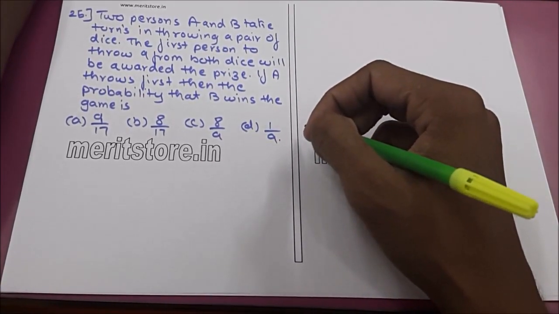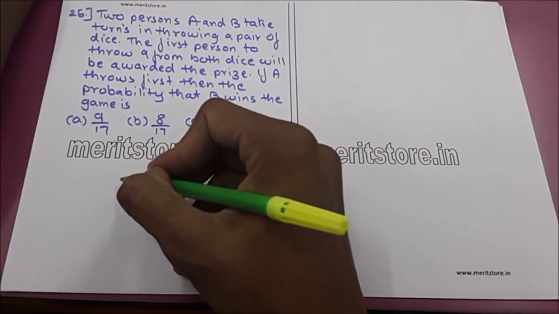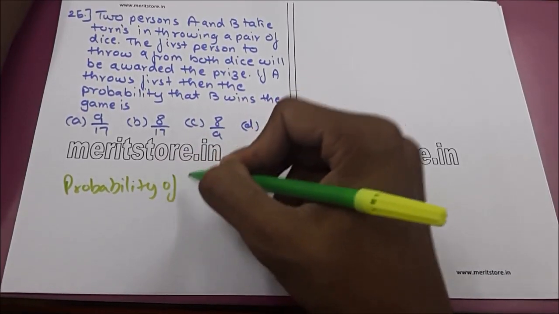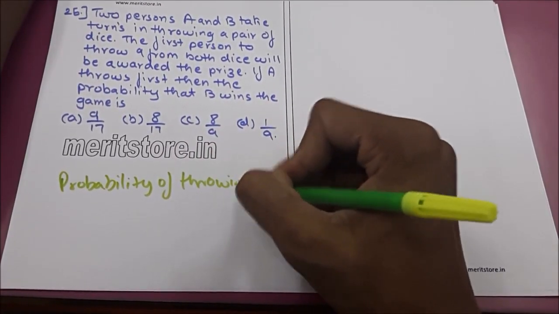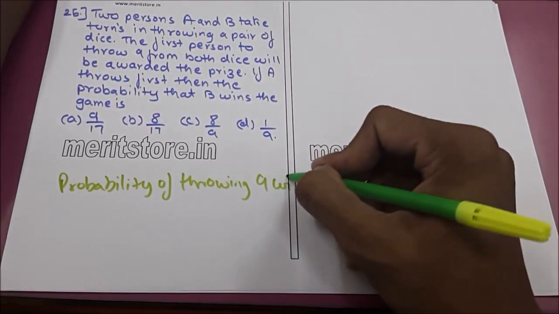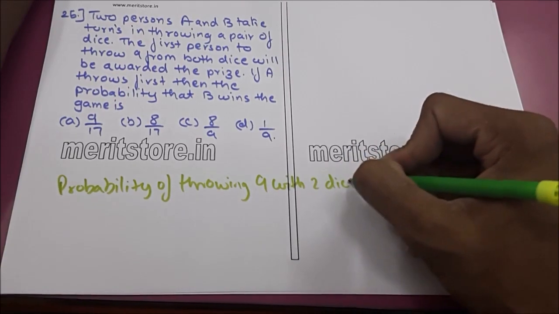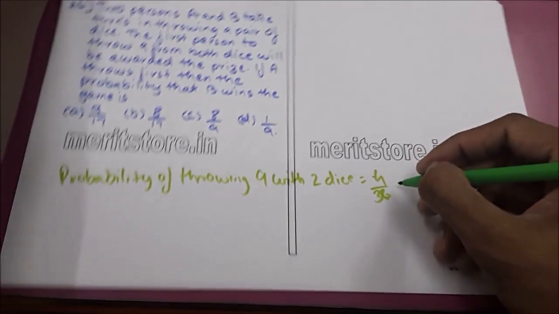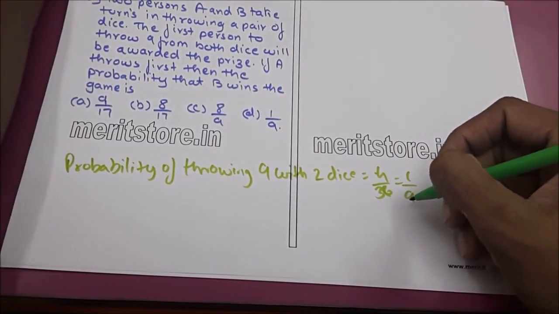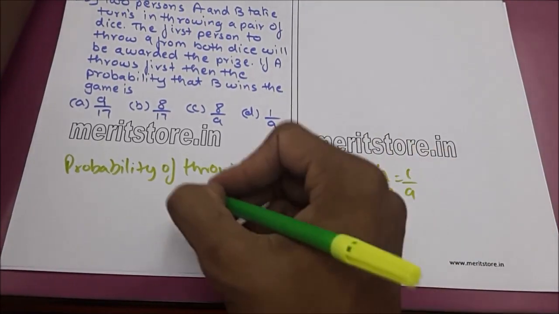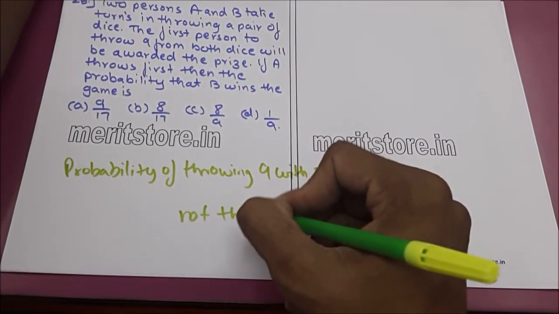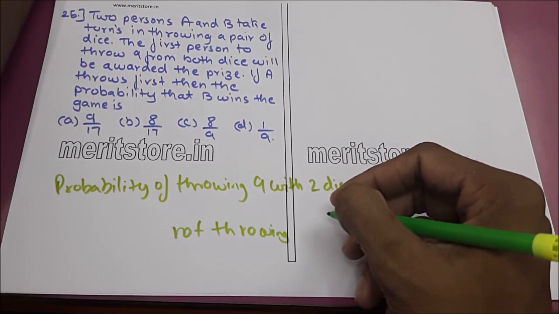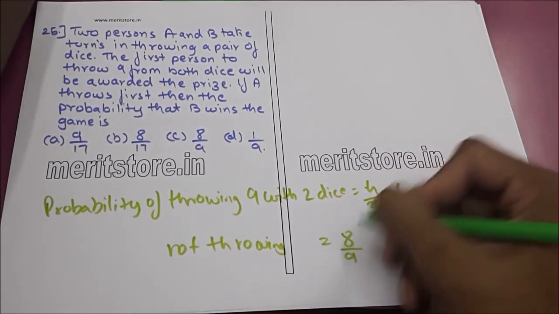So the probability of throwing 9 with 2 dice is equal to 4 by 36, equal to 1 by 9. So the probability of not throwing 9 with 2 dice is equal to 8 by 9.